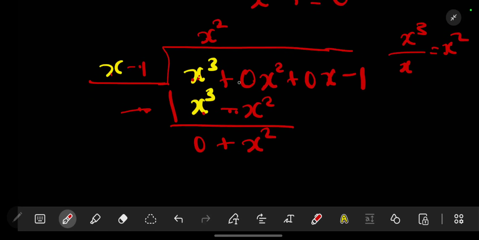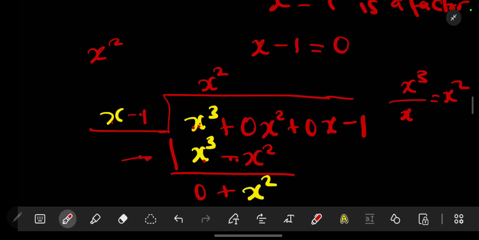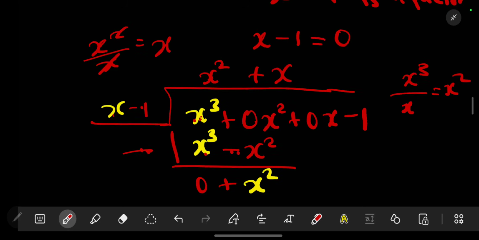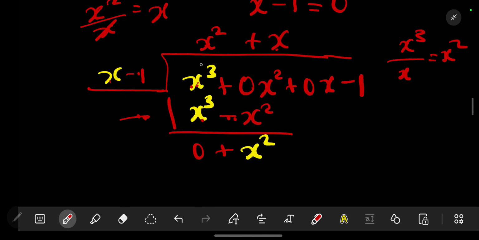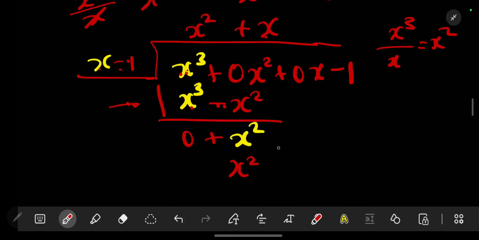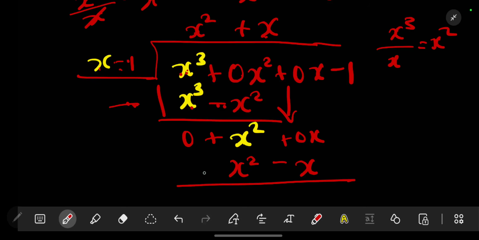Then what you are going to do is divide again. So this x squared, let it divide the value that is there. This is the same as having x squared divided by this x. It will cancel. You are going to remain with 1x. So you are going to write your plus x. Then after that, multiply. So x by x will be your x squared. X times negative 1 will be negative x. Drop this 0, so you have 0x. Then you are going to subtract.